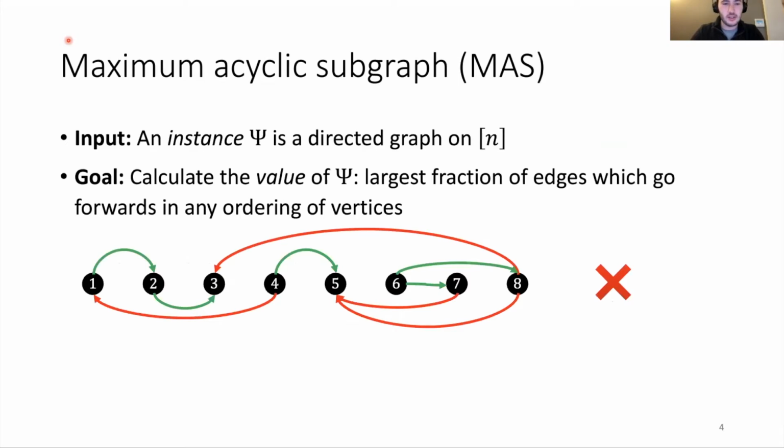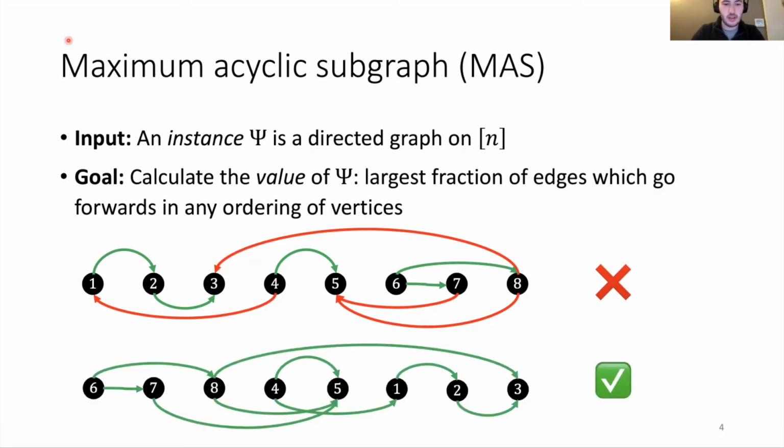So for instance, here is a graph psi, and its vertices are enumerated in a certain order. And this is not a particularly good order because there are 9 edges, and 4 of these edges actually go backwards, the 4 red edges. But we could permute the vertices of this graph and get a new ordering such that with respect to this ordering, all the edges go forwards. So this is an ordering which witnesses the fact that this graph has MAS value equal to 1.